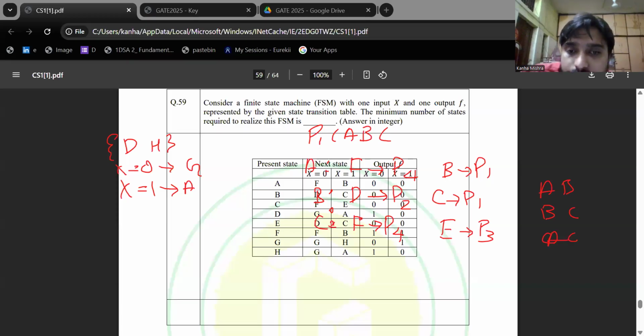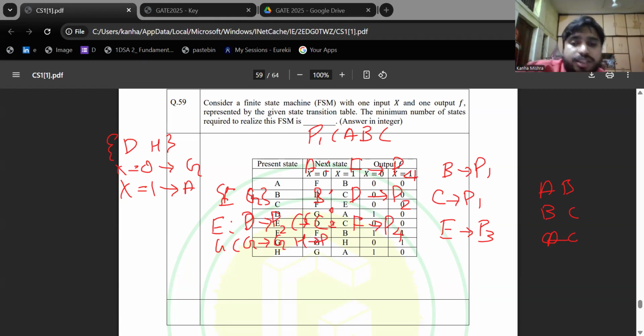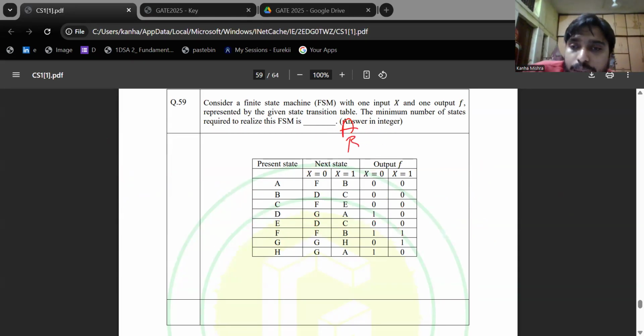Let's refine E and G. So for E and G, E has transition from D to P2 and C to C, and G has G to G and H to P2. So the transitions differ, and that means they will split. So E and G are separate. The final refined groups after all this are A, B, C, DH, E, F, and G.